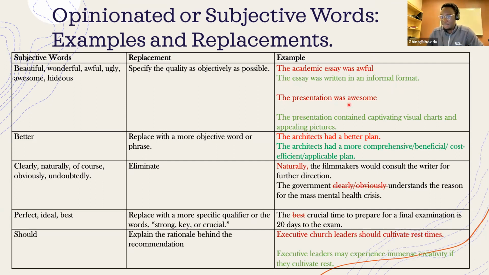So, the presentation was awesome. In an academic setting, you don't write sentences like this. Try to focus on stating why the presentation was awesome, right? So you can say the presentation contained captivating visual charts and appealing pictures, right?